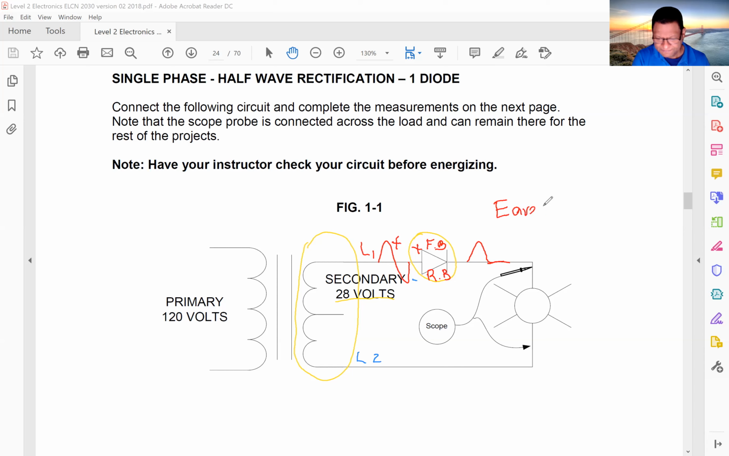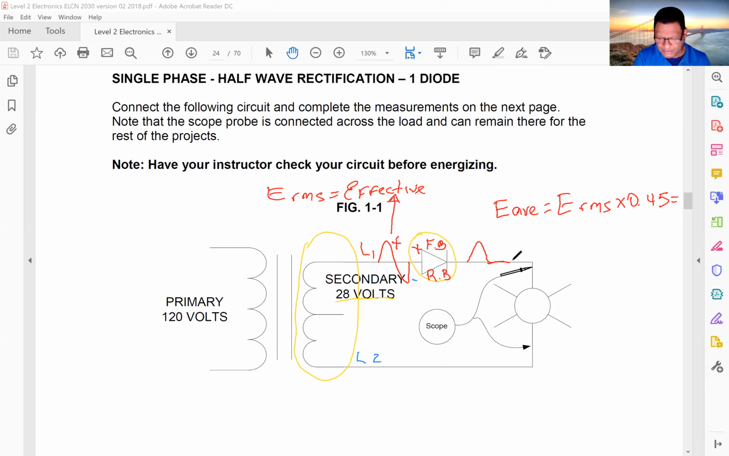If we want to know what's going to be the output voltage, we have that E average is equal to E RMS times 0.45. I want to remind you that E RMS is the same thing as the effective voltage of your sine wave. This is the same thing.